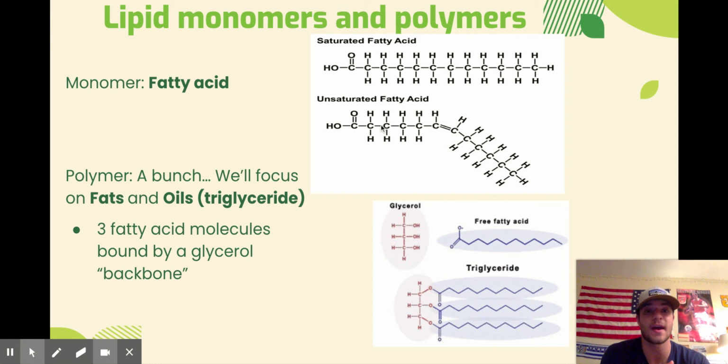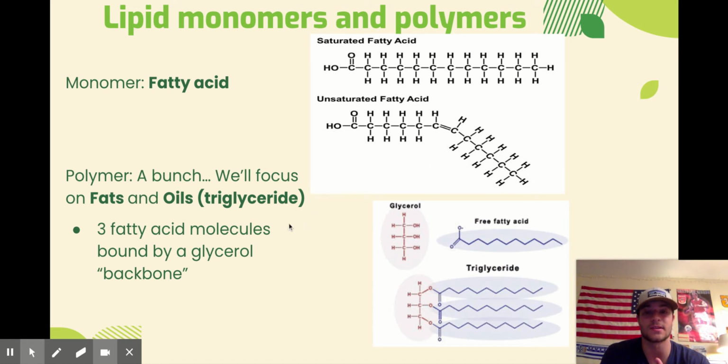And these are both fatty acids. The only difference is that in this one, the carbons have a single bond. And in this one, a pair of carbons has a double bond that gives it a bend. That's it. We're not really going to dive into why that is, but these are the two fatty acids.